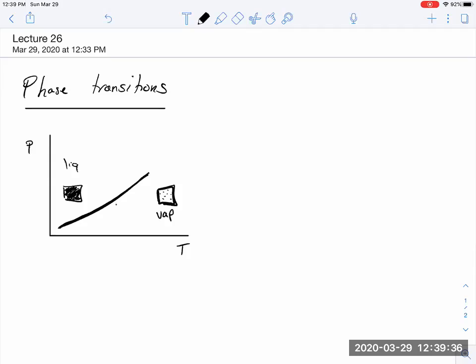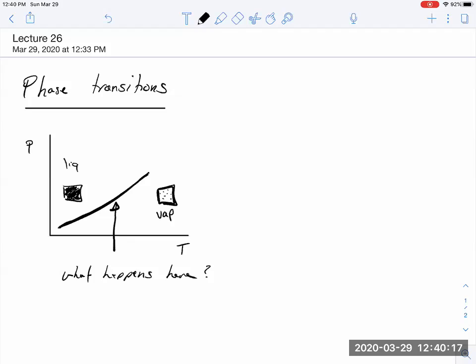Let's ask a simple question, which is, what do I see if I park myself exactly on that line? If I put myself directly in coexistence, controlling the pressure and the temperature, what do I see? Think about that for a second, and think about it in the context of the discussion we had last lecture. So the answer is that it depends, right?